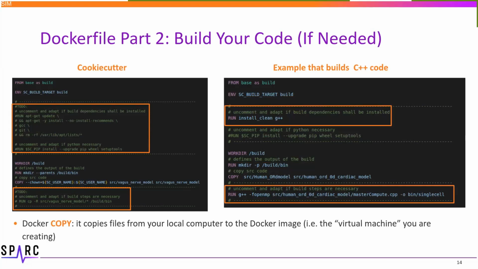So the second part of the Docker file is where you build your code if it's needed. For instance, this is an example where we need to do such a thing. For example, we have some C++ code that we need to compile before running. So typically, in this middle part of the image, where you see the from base to build, is another layer of the image. You install, for example, G++ to compile your C++ code, and then you compile that.